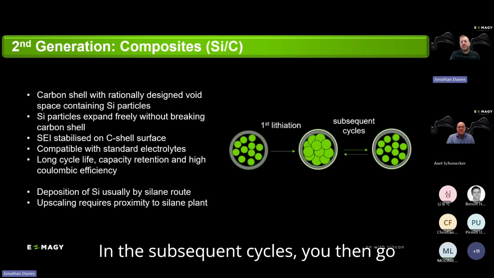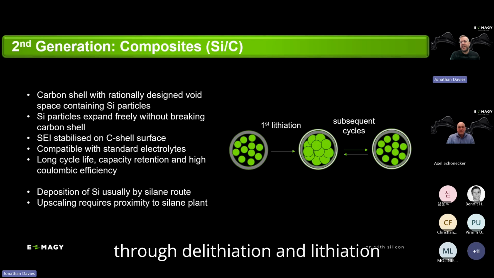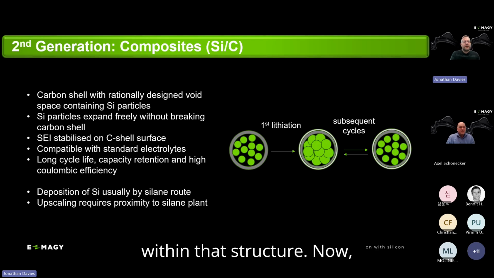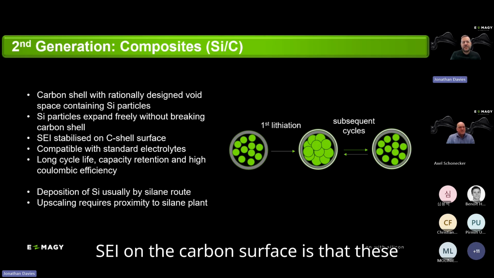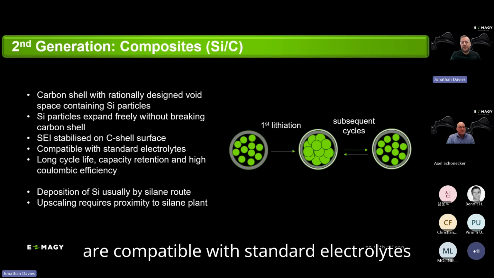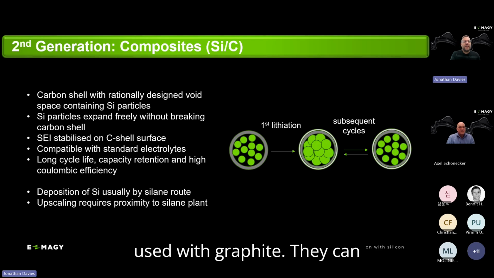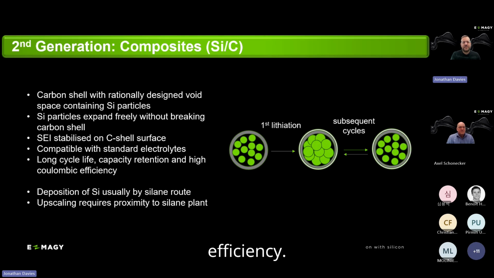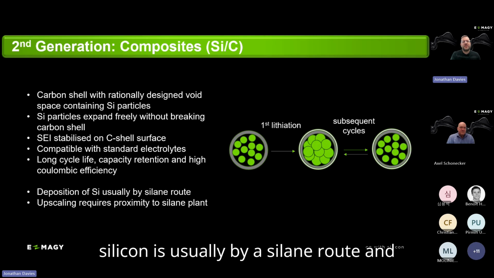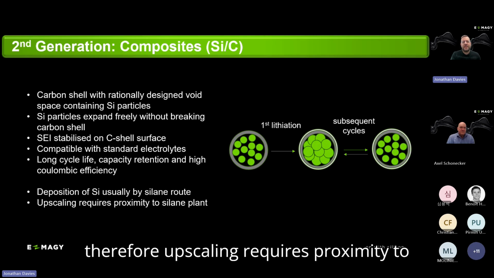In the subsequent cycles, you then go through delithiation and lithiation within that structure. Now, the advantage of the stabilization of the SEI on the carbon surface is that these are compatible with standard electrolytes used with graphite. They can display long cycle life, capacity retention, and have high Coulombic efficiency. Some of the cons of these systems are that the deposition of silicon is usually by a silane route, and therefore upscaling requires proximity to a silane plant.